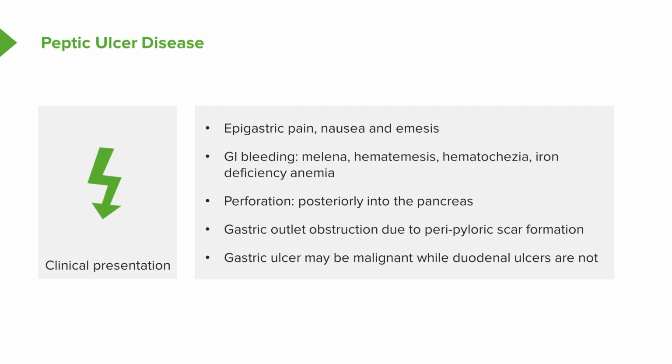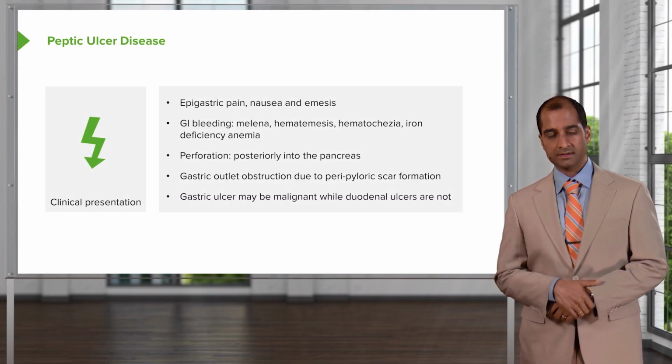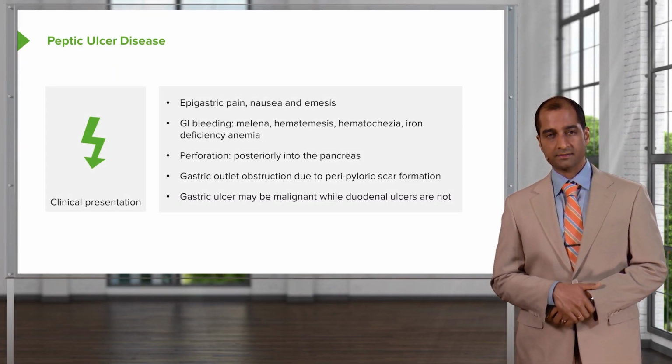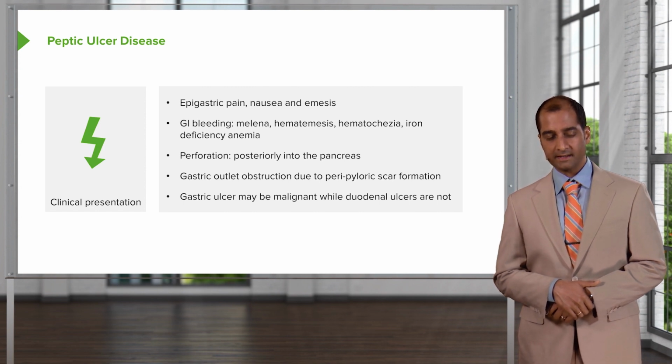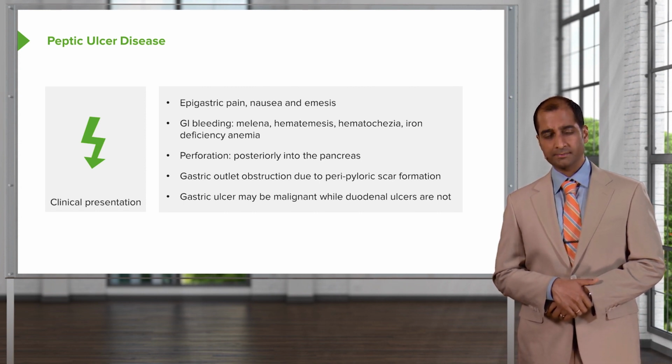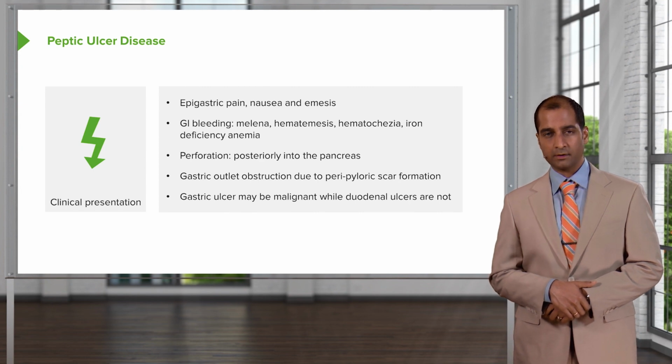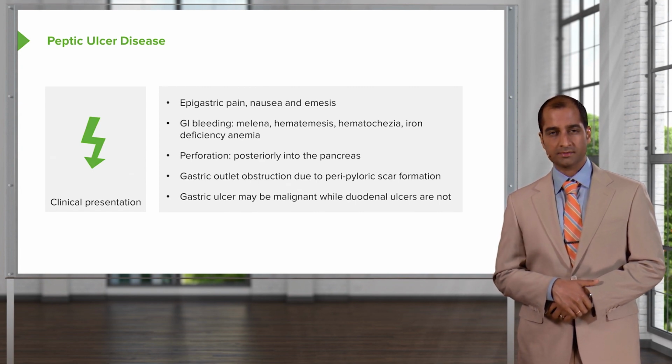Gastric ulcers may be malignant, while duodenal ulcers are basically never. Once again, peptic ulcer disease, keep in mind that if it's the stomach, you should be thinking there's a possibility of a primary gastric cancer developing. In duodenal, almost never.